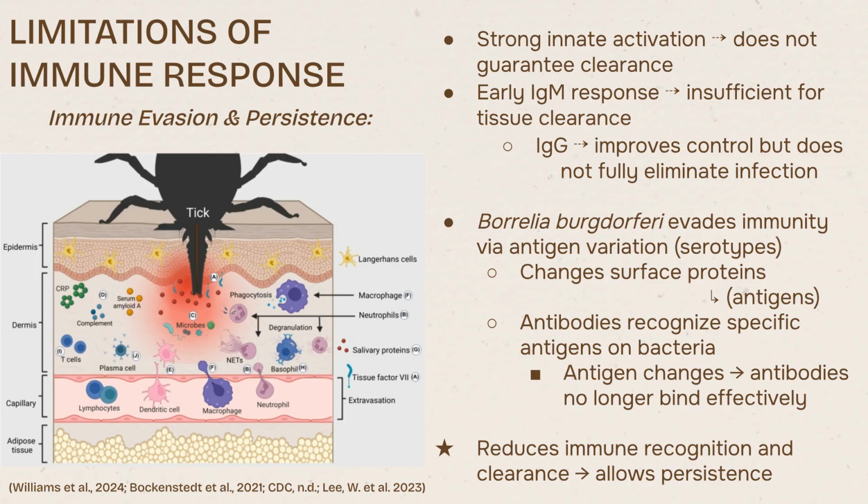Borrelia can change the proteins on its surface, which are the main targets that antibodies recognize. These surface proteins or antigens can vary between different serotypes or even change over time during infection. When the immune system produces antibodies against one version of the antigen, the bacteria can switch to a different version. Because of this, existing antibodies may no longer recognize the bacteria efficiently. This allows the bacteria to avoid immune detection and continue surviving in the body, even when an immune response is already activated.